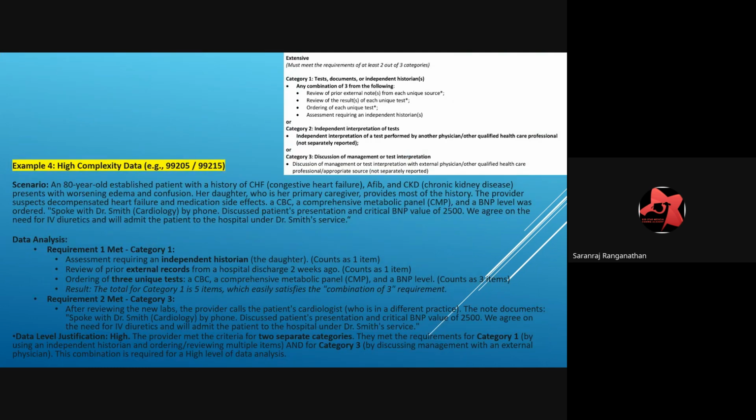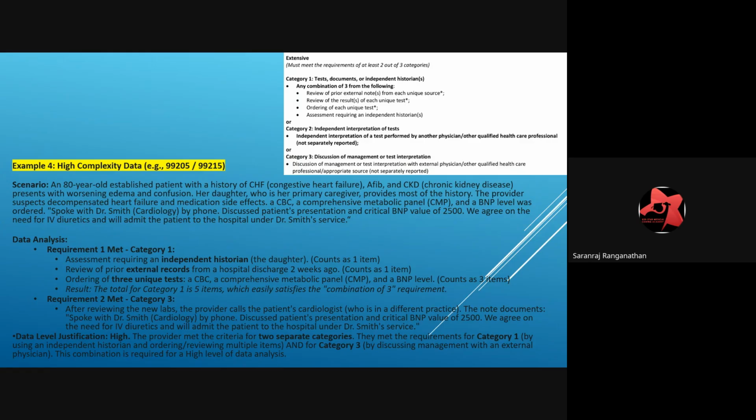Same way, if you see the high complexity, category 1, category 2, and category 3 will be there. Here the interesting point is that at this level, out of three categories, it has to meet two categories. For moderate, out of three categories, it has to meet one. Based on that, if you see here, in category 1, independent historian was documented, prior external notes were seen, and 3 unit tests were documented.